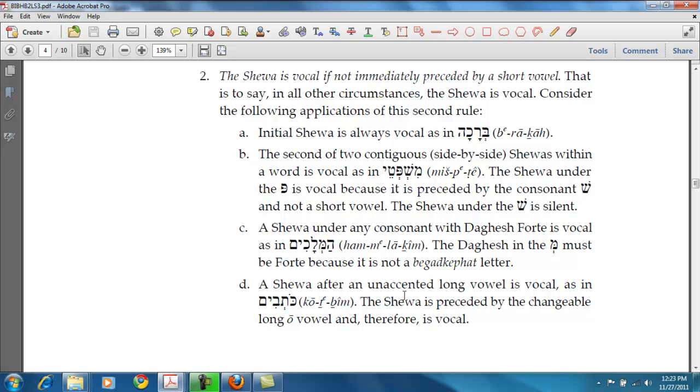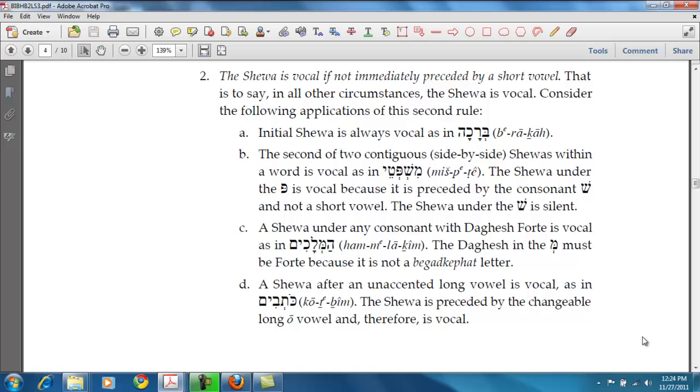Now, a shavah after an unaccented long vowel is vocal, as in kotevim. Okay? So when you have a shavah following an unaccented long vowel, it's vocal. Kotevim. The shavah is preceded by the changeable long O and therefore is vocal. And so that's basically about it.